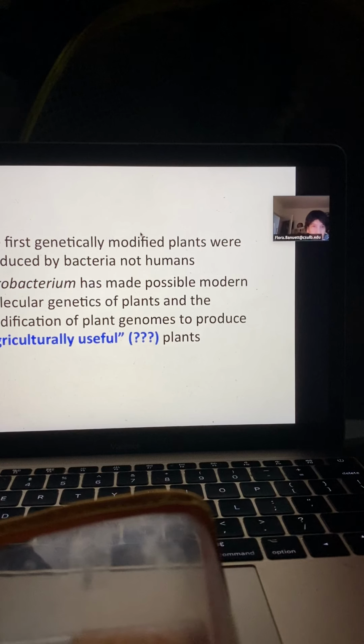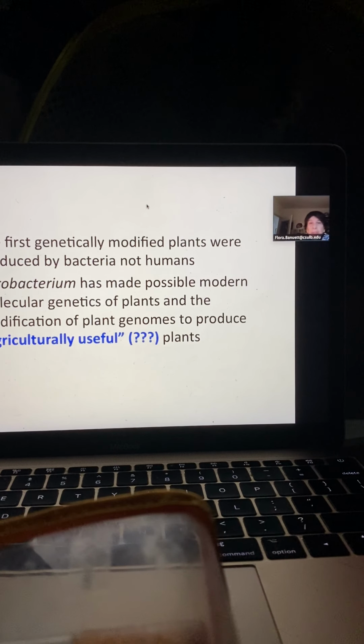So if you want to maintain this species, only a few should have the Ti plasmid, unless they are infecting the plant. Okay, so Agrobacterium tumefaciens have made possible modern molecular genetics of plants and the modification of plant genomes to produce, and I will say in quotation marks, "agriculturally useful plants." This has been a very controversial topic, and I can address it at the end, when I finish the lecture on Agrobacterium.